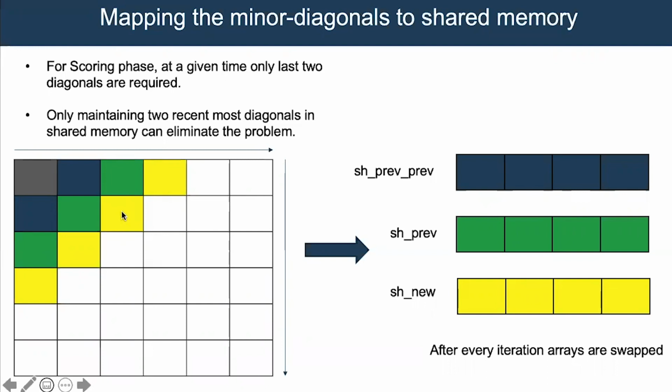And I couldn't obviously store the complete DP matrix inside the shared memory arrays because it's very scarce. So now let's try to focus on this particular cell and see that to compute this, I just basically need the green diagonal and the blue diagonal. I don't need anything before that. So effectively, I can discard a part of the dynamic programming matrix. So I just store the two most recent diagonals and the current diagonal. So basically, I just need three shared memory arrays instead of storing the whole matrix inside the shared memory. So that's like killing two birds with one stone.